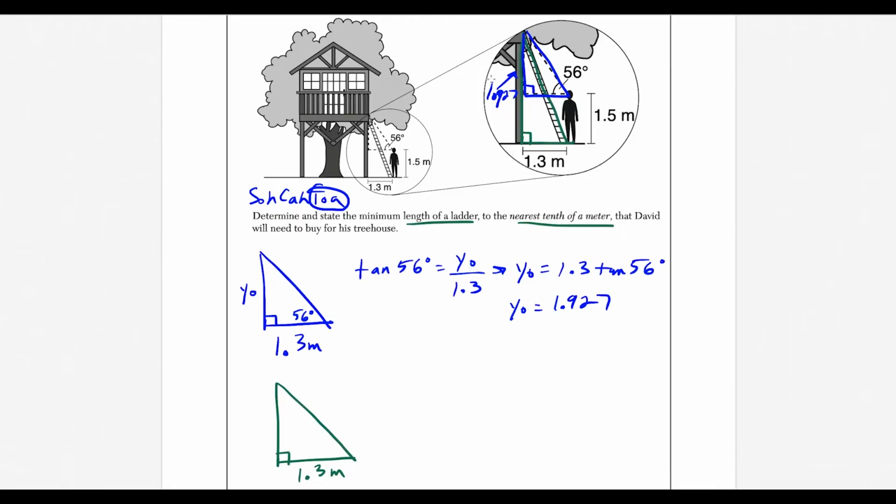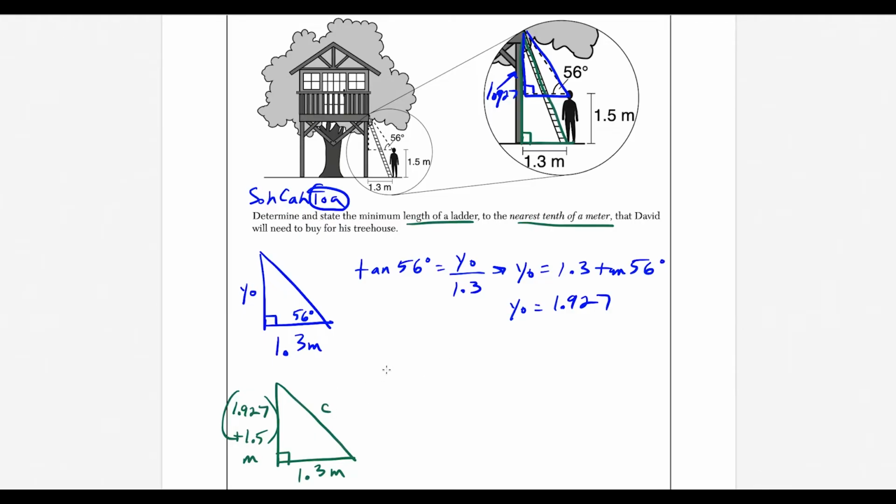So this blue portion is 1.927. So far we have 1.927. But then we would just add that to David's height, which is 1.5 meters. So we have plus 1.5. And be mindful, once again, this is meters. Ultimately, our goal is to find the length of this hypotenuse, which represents the ladder. I could put any letter there. Let's say I just put this in as the letter C.